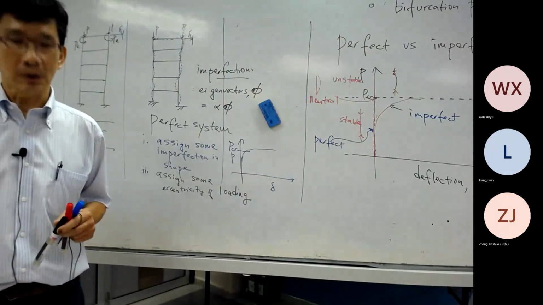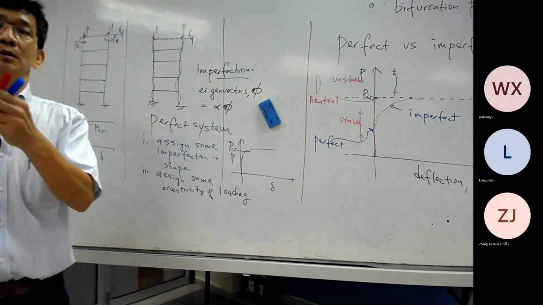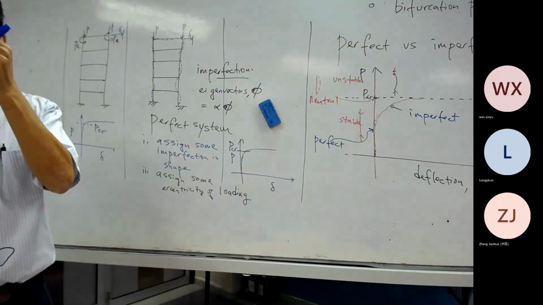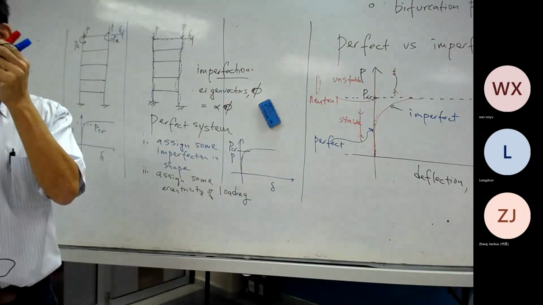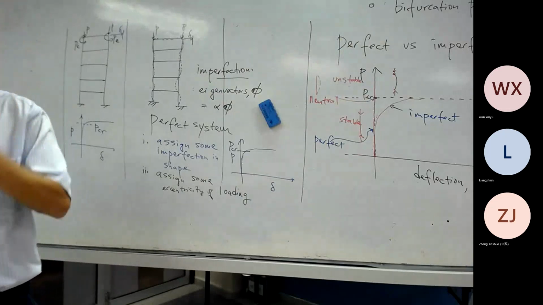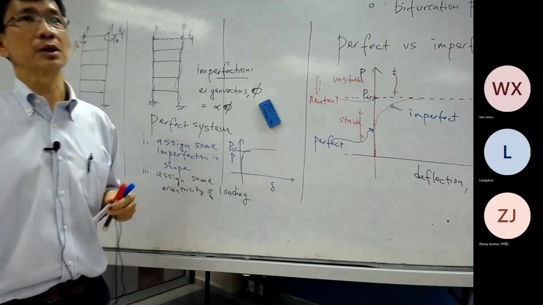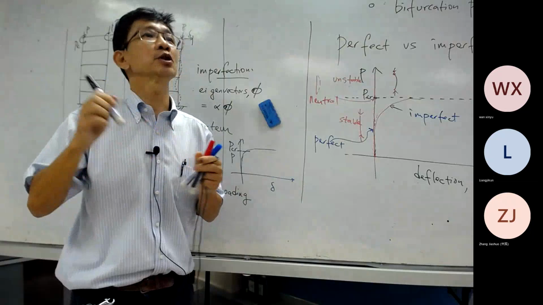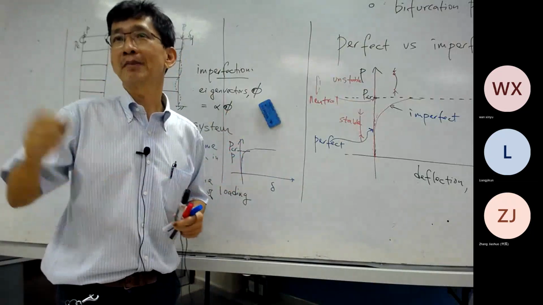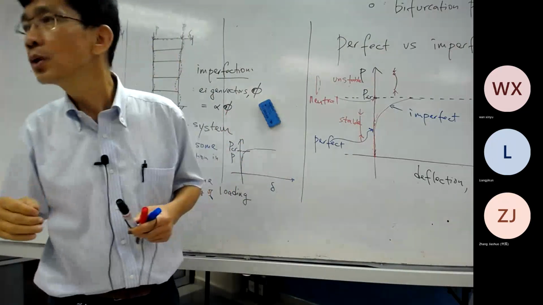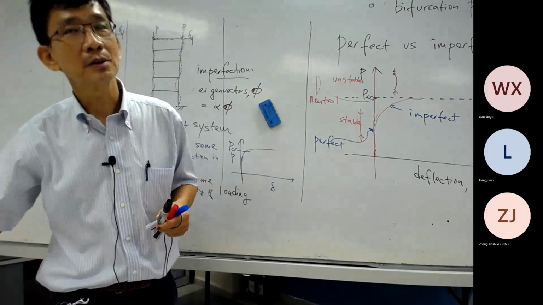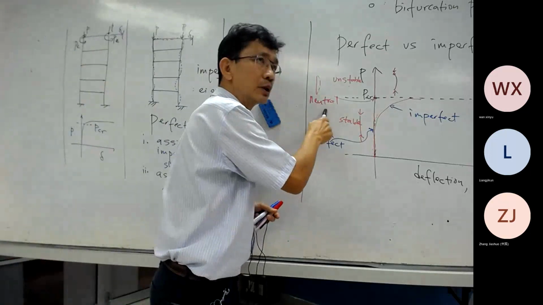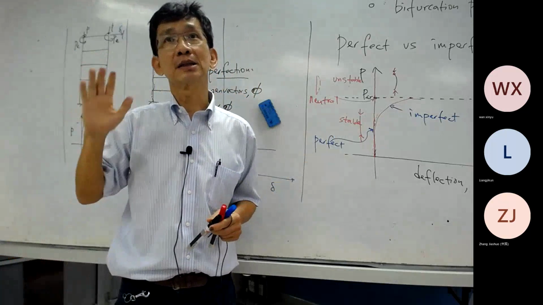Why? Because imagine, can we have a column in the actual one? If you disturb it, it can slightly bend, and the straight one also possible. For an actual column, we can take two shapes. That is impossible. In the actual one, structure will always look for stable shape. It cannot maintain unstable shape, because any small disturbance, it will go to other shape. So the concept of neutral equilibrium is only for perfect system.